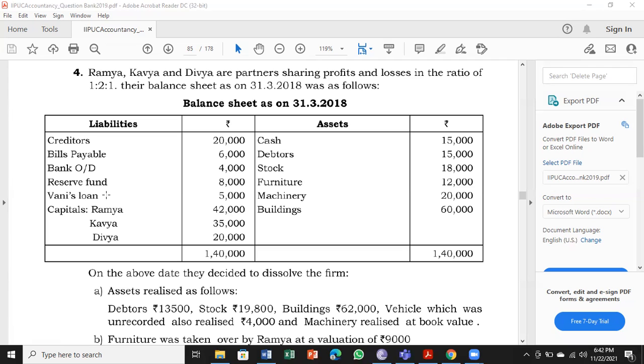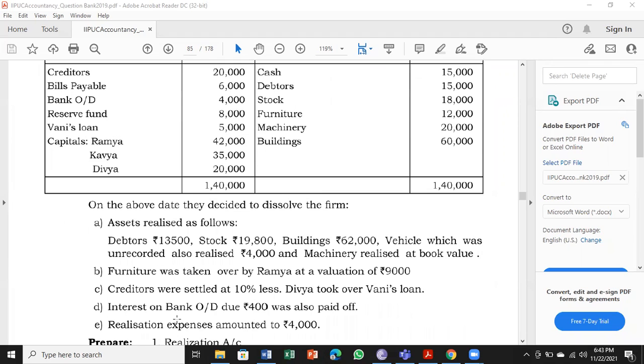One is loan. See, one is not a partner. You can see the partners' names, Ramya, Kavya, and Divya. So one is not a partner. So one's loan will be taken again in the realization account along with creditors, bills payable, and bank overdraft. It's not a partner's loan. Vani is an outsider to the business. So it will come along with creditors, bills payable. Next, capitals will go to capital account.